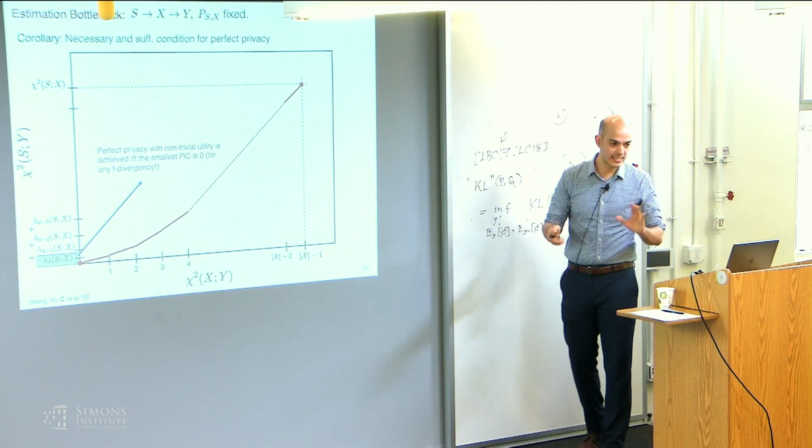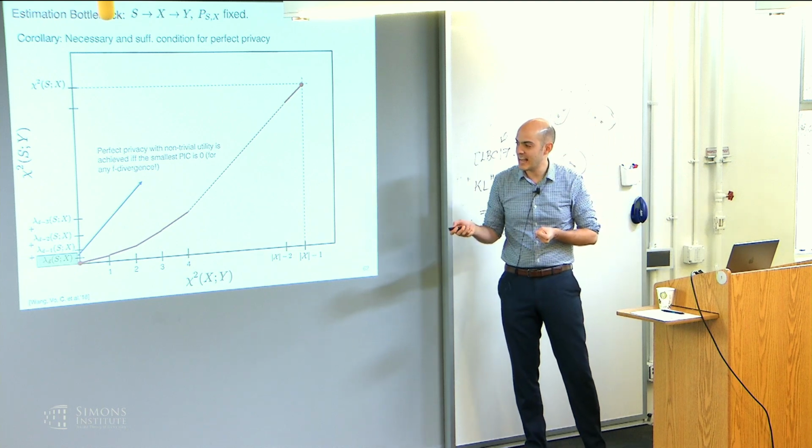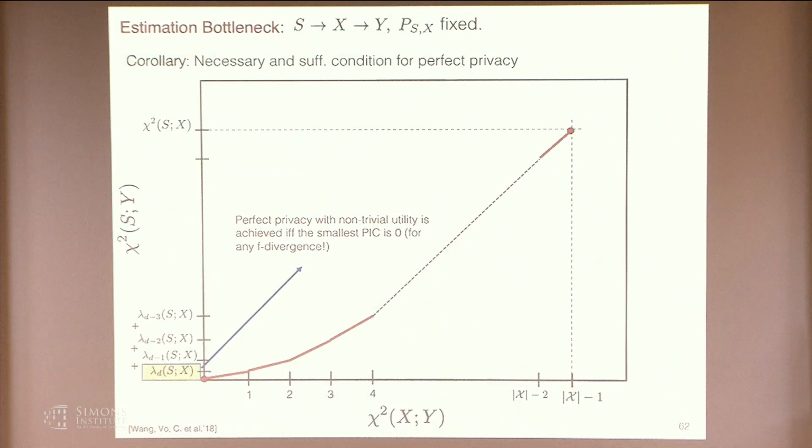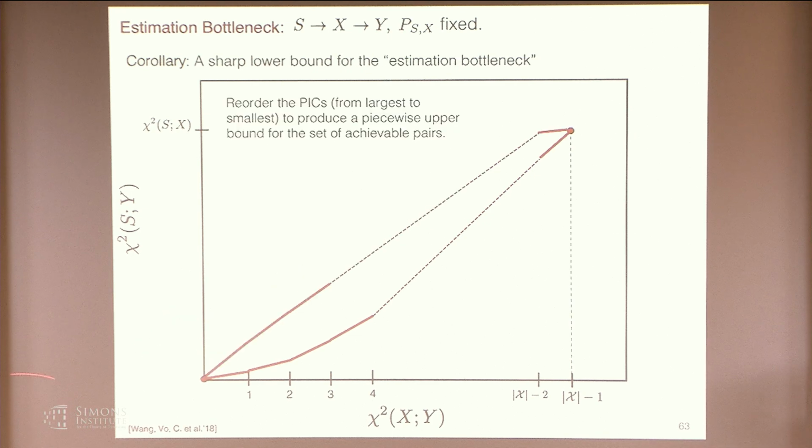Exactly. Well, yeah, if you could learn this, and this is an if and only if statement, it gives you the necessary and sufficient condition for perfect privacy. When can I reveal some information about X while keeping S perfectly private? And that's given by the smallest principal inertial component. And you can flip this argument around and you also get a piecewise upper bound for the same region, using this kind of water-filling approach over the singular values, for something that we call the estimation bottleneck.